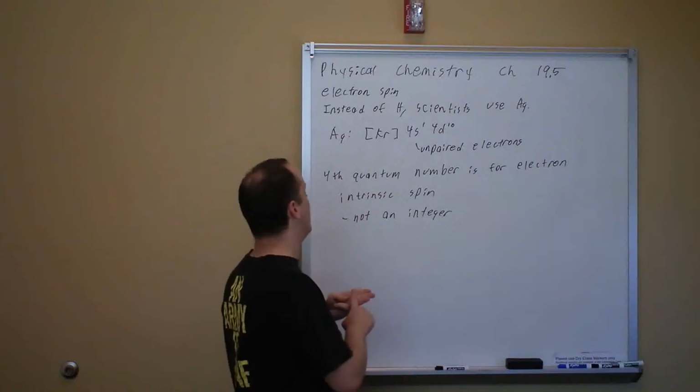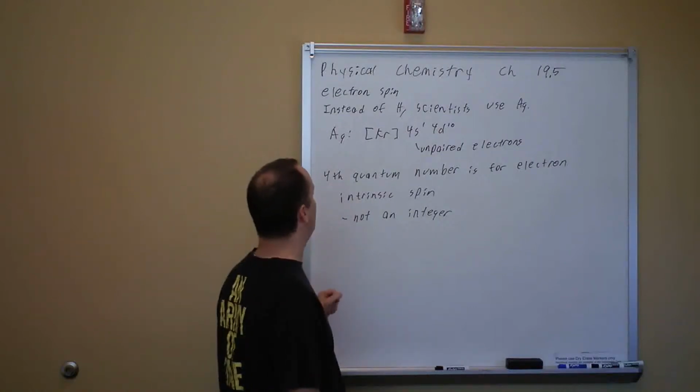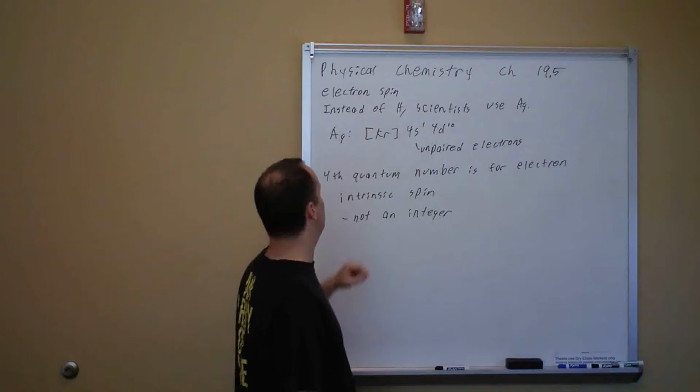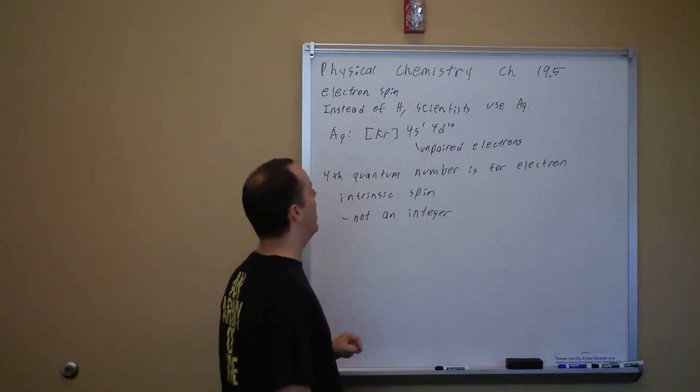So there is actually a fourth quantum number. Remember, so far we had n, l, and m. So we're going to have another one coming up, and that's for the electron's intrinsic spin. And this one is not an integer.